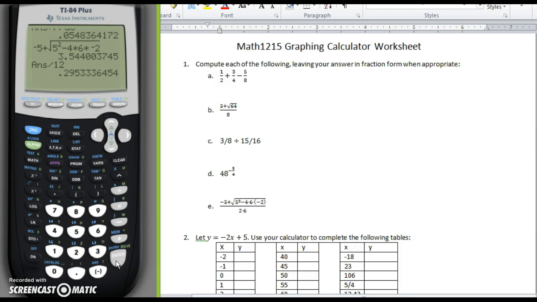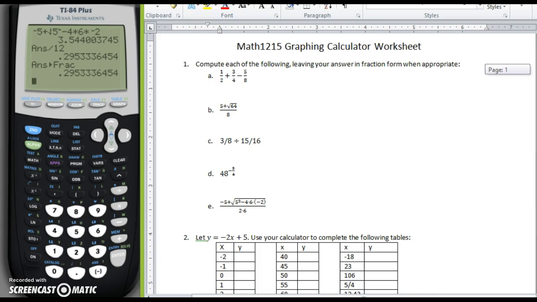We can try to convert that to a fraction, but no, that's not going to convert to a fraction. So again, you just leave your answer as a decimal for that one. Some numbers can't be changed to a fraction because they're irrational numbers, so it's impossible to write them as a fraction. This expression that we just did looks like something that came from the quadratic formula. And sometimes that happens.